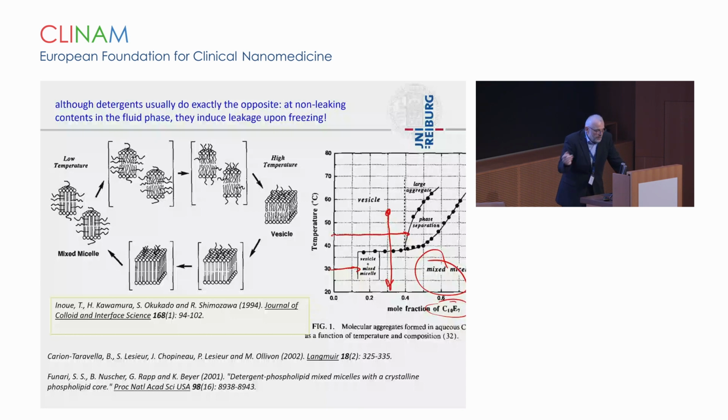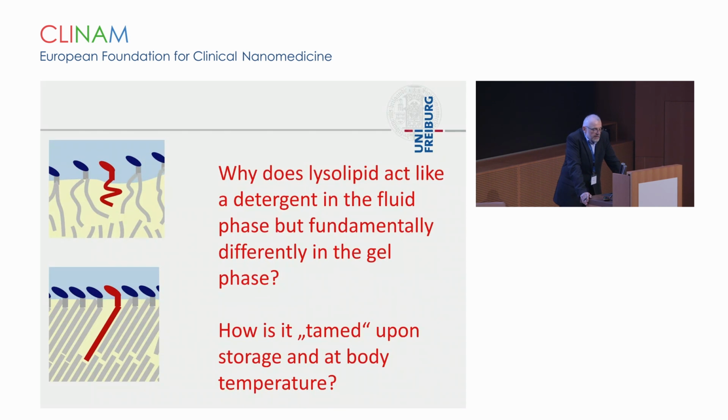So this is just the opposite of what we just looked at, what was the idea of how lysolipid would act in thermoresponsive liposomes. So this is one aspect of what we call the lysolipid paradox. So the question is, why does lysolipid act like a detergent in the fluid phase, but fundamentally differently in the gel phase? And how is it tamed? How is it made not destructive upon storage and at body temperature?